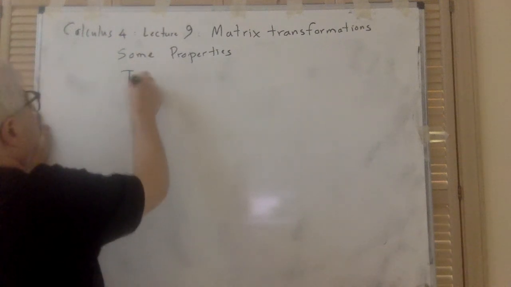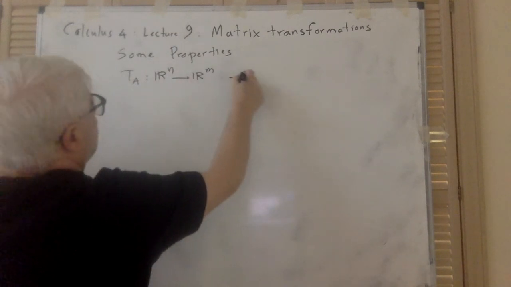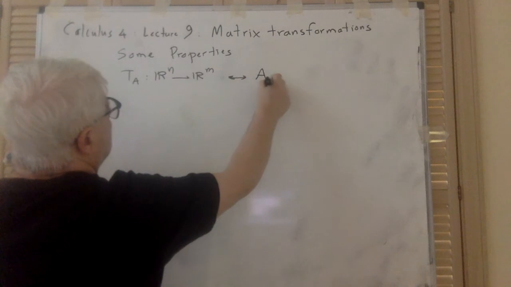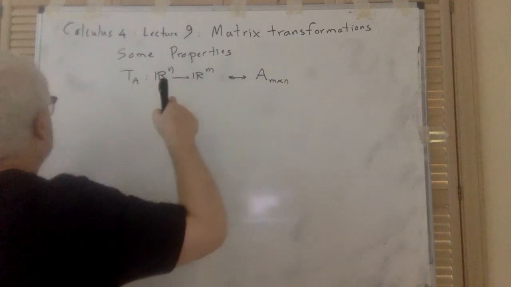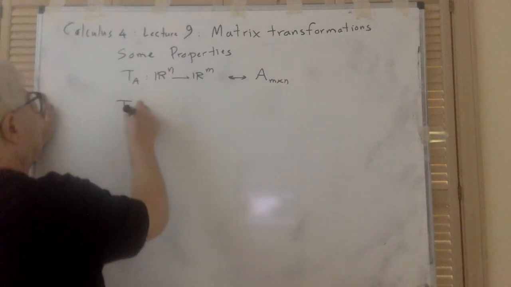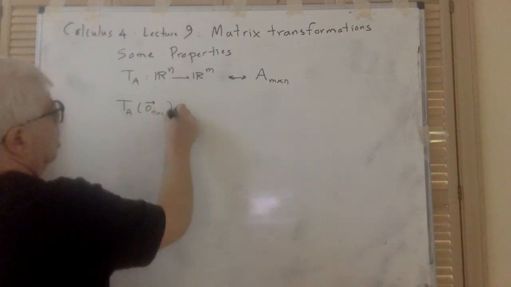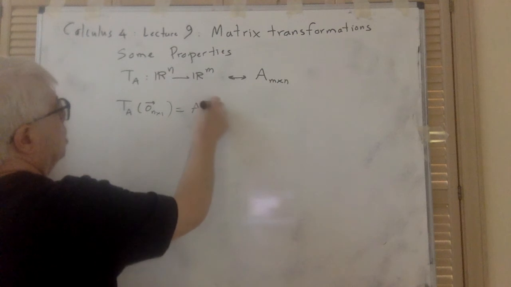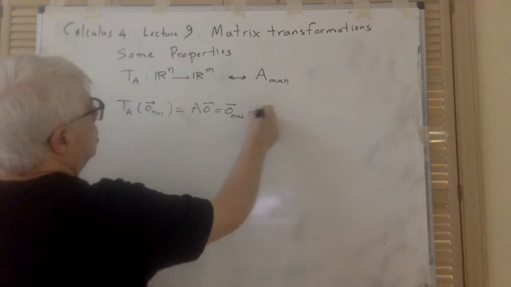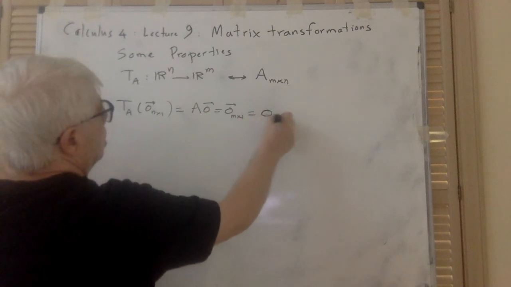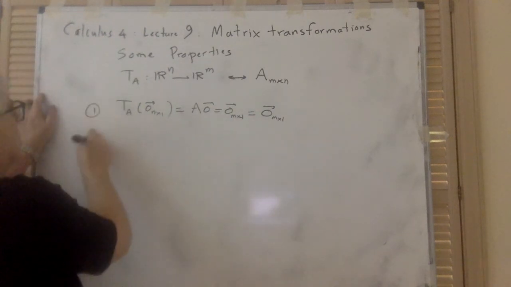Let T_A be a transformation from R^n into R^m, and that corresponds to a matrix A, which is m by n. Remember, n comes here, m goes here. So, first of all, what is T_A applied to 0? And this 0, remember, is the n by 1 zero. This is A multiplied by 0, and that is 0. And this is the m by 1 zero. So this is in fact 0. So T_A applied to 0 will give me 0. So this is number 1.